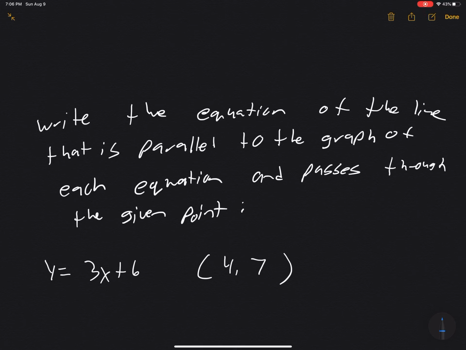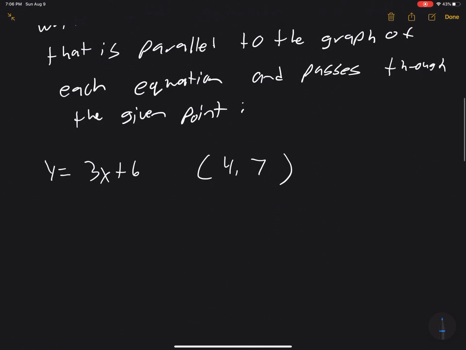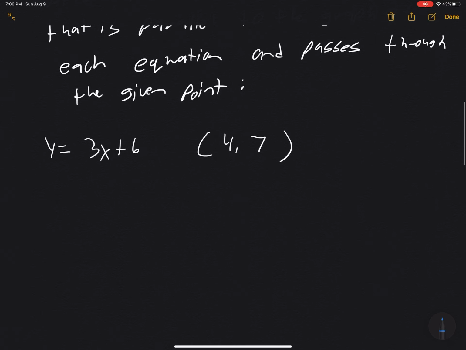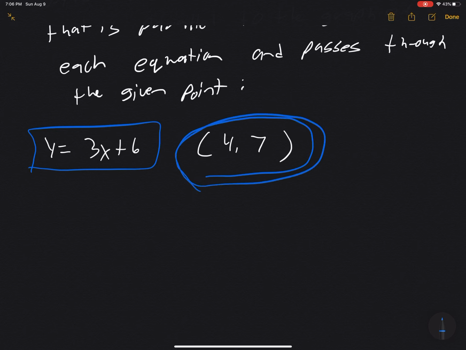For example, we have: write the equation of the line that is parallel to the graph of each line and passes through the given point. So in this case, we have an equation and we have a point. We want to find the line that has the same slope as this one, the line that's parallel to this one, but passes through this point. So we can assume that point is not on that graph.